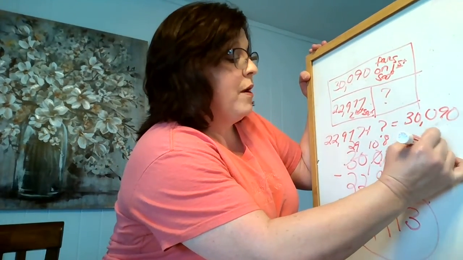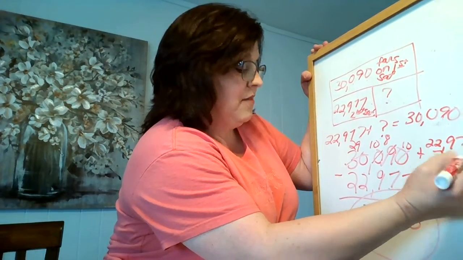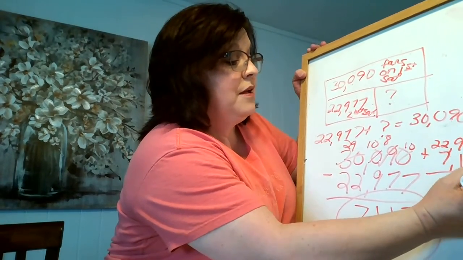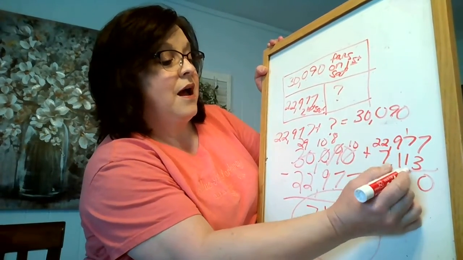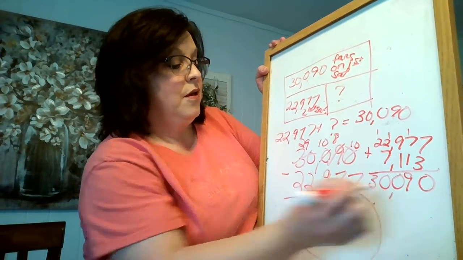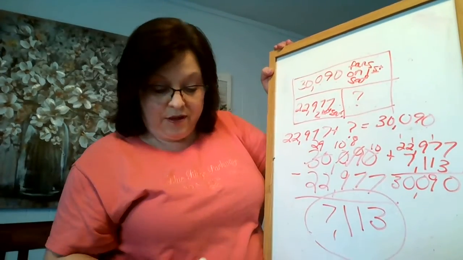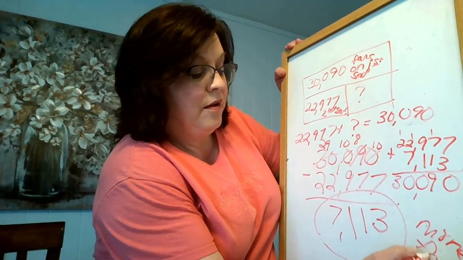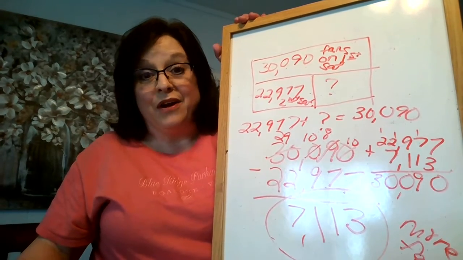Now we can check this to make sure our subtraction is right. So we can do 22,977 plus 7,113. 7 plus 3 is 10. Carry your 1. 7, 8, 9. 9 plus 1 is 10. Carry your 1. And we get 30,090 for our answer. And we would label this fans. More fans. Okay? That's the second problem. I hope that you guys figured out the mistake that Mrs.